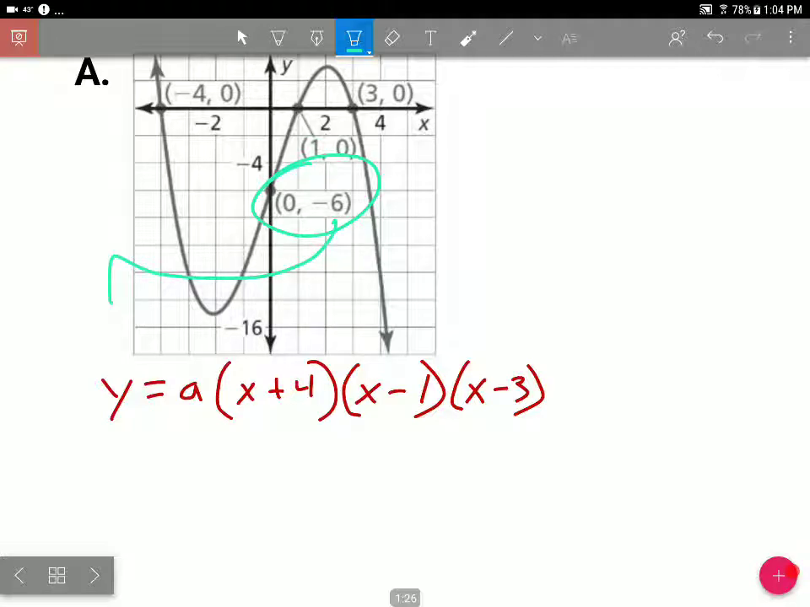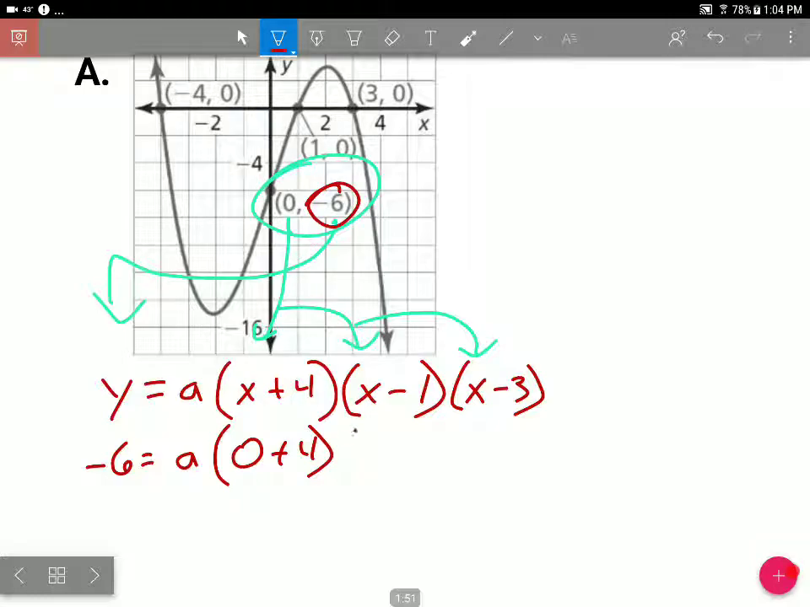From here, we are going to take this point. We will plug the -6 in for y, and we'll plug the 0 in for all of the x's. And the only thing left will be a. So, what's y equal again? -6 equals a times, what's the x value there? 0. So 0 plus 4. Anywhere you see an x, 0 minus 1. Oh, there's another x, 0 minus 3. Cool. Now the only letter left is an a. And when you're down to one letter, you can start solving.